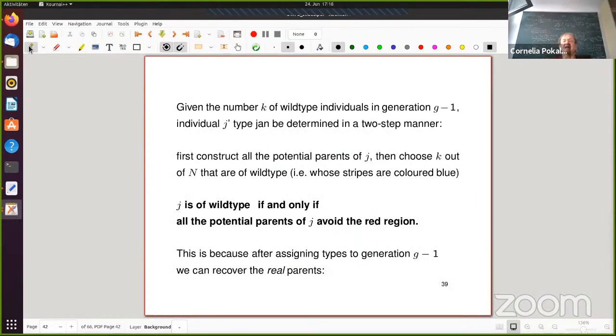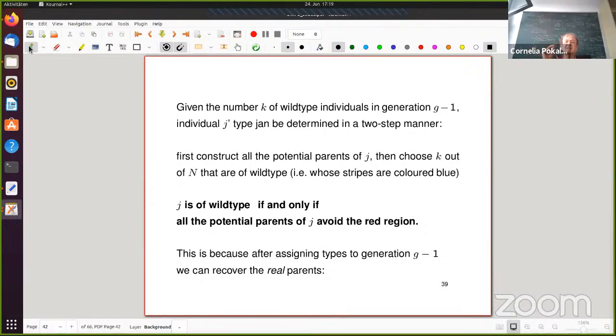Now, given the number k of wild-type individuals in generation G-1, the individual J's type can now be determined in a 2-step manner, right? So we do the coloring afterwards. First, we construct all the potential parents, then choose out of n randomly those that are of wild type. I mean, that's an exchangeable situation. And namely, say now which stripes are colored blue. And now comes the punchline. J is of wild type if and only if all the potential parents of J avoid the red region, right? If and only if all the potential parents fall into blue stripes.